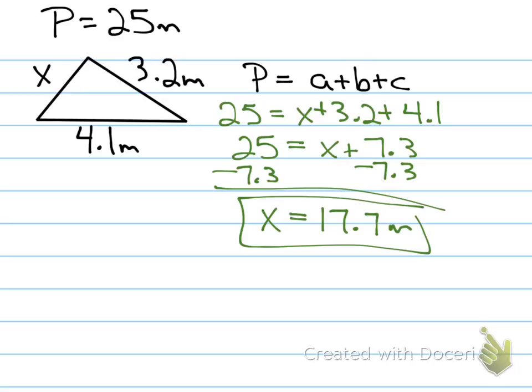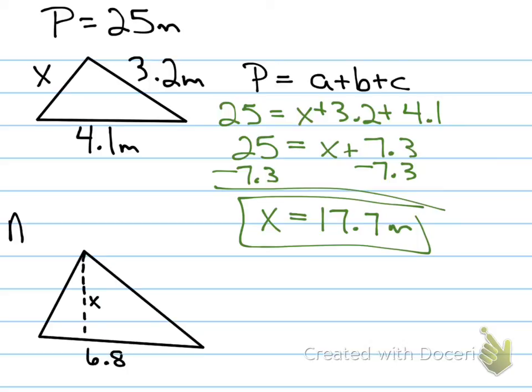Now I want you to work this one on your paper. What if I asked you to find the unknown dimension now? What formula are you going to use? 1/2 base times height. A equals 1/2 base times height. Go ahead and solve that one.